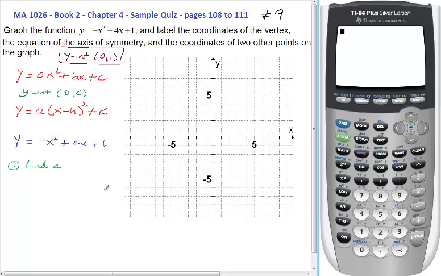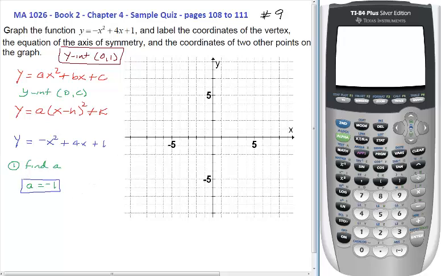Now, it's very easy to find a because a is the same in both. Look, if you look at a in both forms, same thing. So this is a fairly easy step. To find a, you just look at the coefficient of the x squared term. And the coefficient of negative x squared is negative 1. So a is equal to negative 1. So the first step, not too difficult, right? Just read your coefficient of your x squared term.